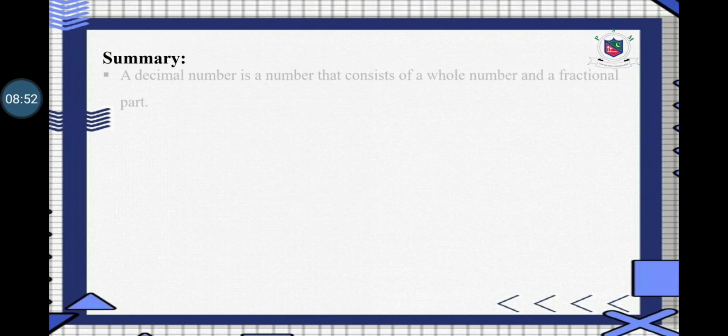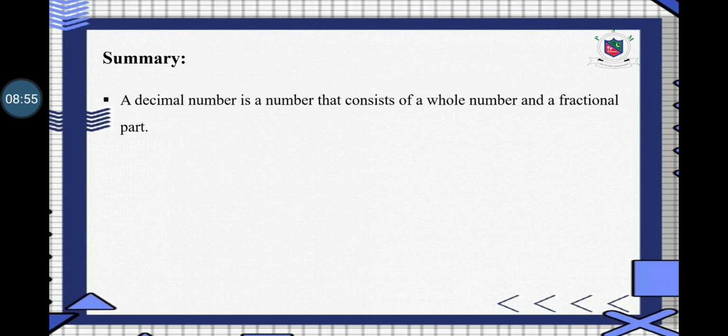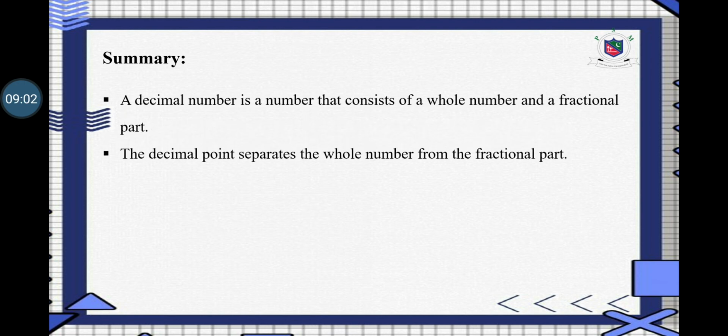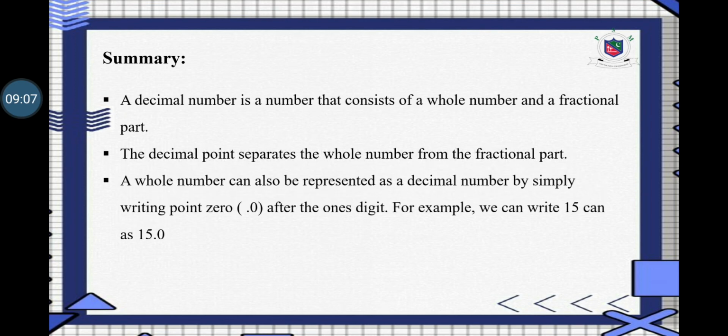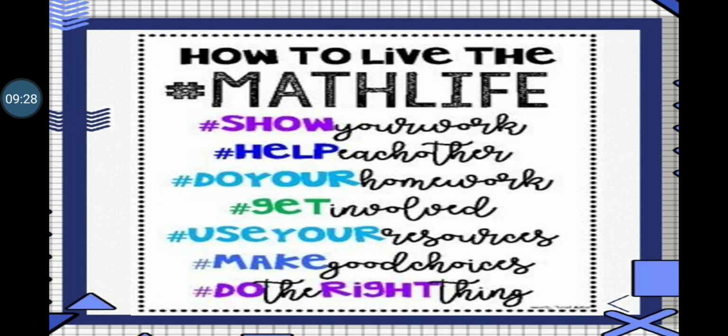Let's summarize our lesson. A decimal number is a number that consists of a whole number and a fractional part. The decimal point separates the whole number from the fractional part. A whole number can be represented as a decimal number by simply writing .0 after the last digit. For example, we can write 15 as 15.0. The decimal point is also called a decimal separator.